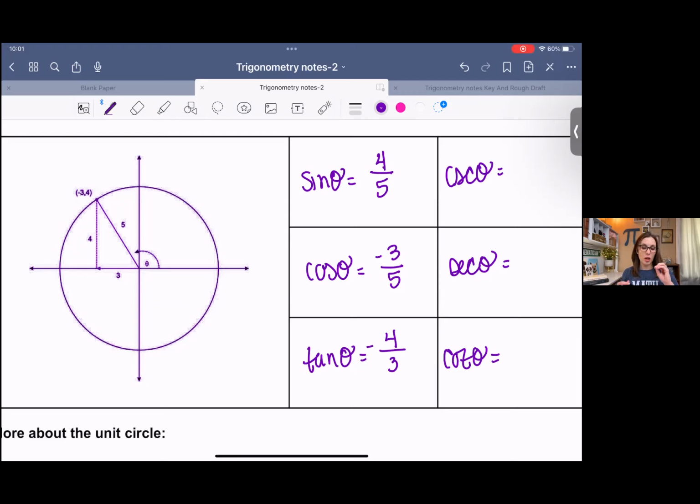You can use it in the numerator with the 4, or you can just put it out front completely. Either way is okay. So now I want you to find the remaining 3. Pause it, try it, come back.